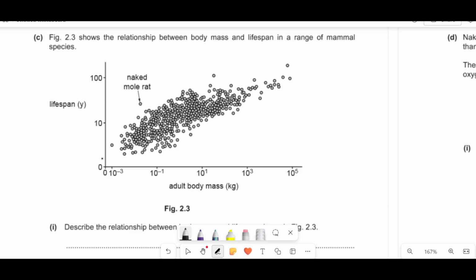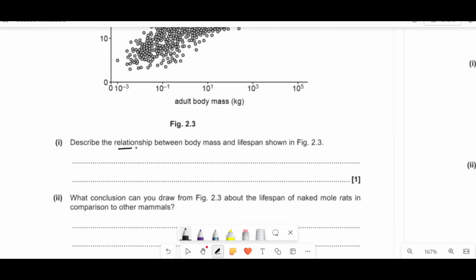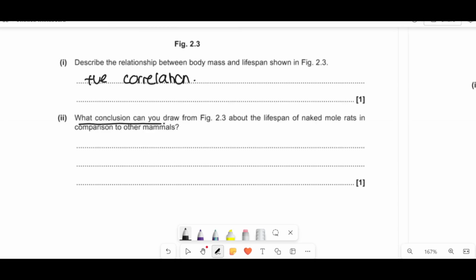Here we have our naked mole rat, and you can see there's a roughly positive correlation between the two of them. Fine. How would you describe the relationship between the two of them? There is a positive correlation. Now it says, what conclusion can you draw about the lifespan of naked mole rats compared to other animals?